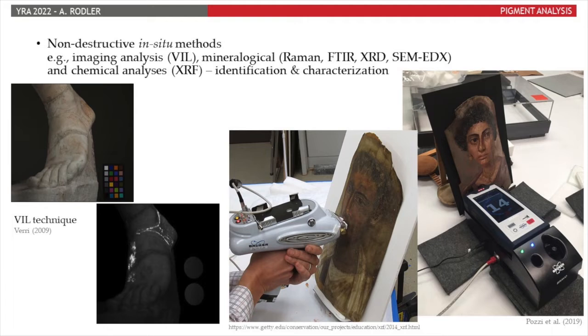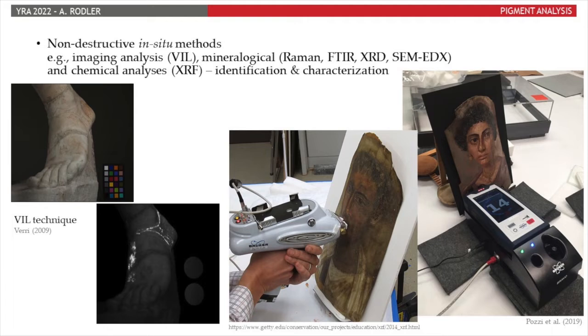What is even better in that regard, though, is the imaging analysis that you can see here with the visible-induced luminescence imaging that was developed by Verri and published in 2009. This was developed at the British Museum. And what you see in the upper part is the foot of an Amazon marble sculpture. And you can see clearly that there are some carvings that should indicate there is a sandal.